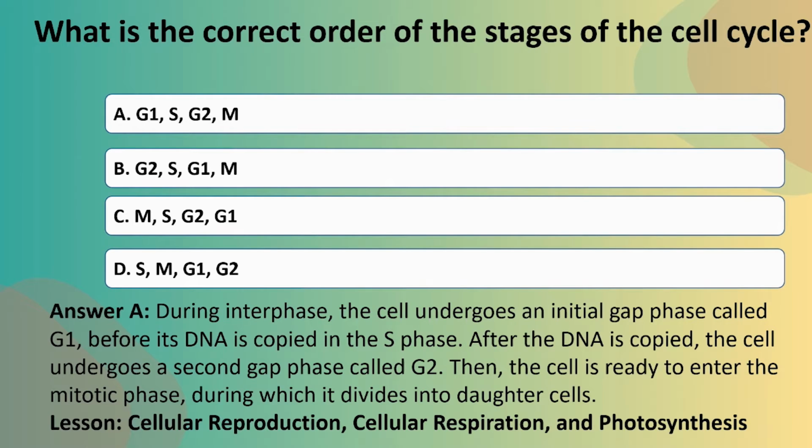And that's because during interphase, the cell undergoes an initial gap phase called G1 before its DNA is copied in the S phase. After that, it's copied and goes into the second gap phase, like we already said. And then the cell is ready to enter into the mitotic phase, which divides into daughter cells.